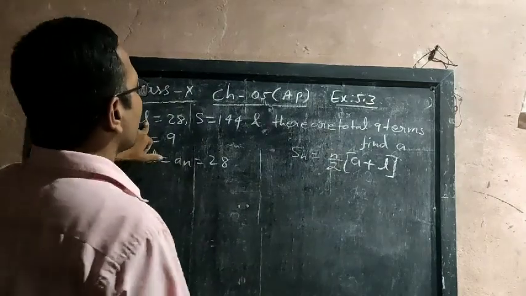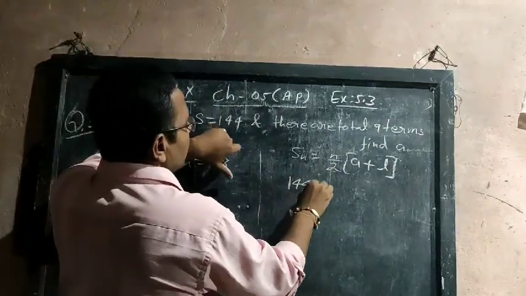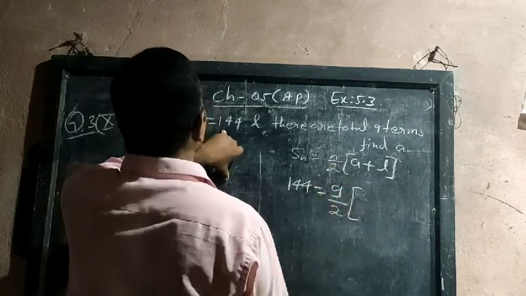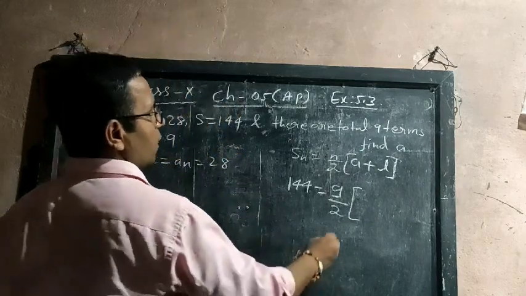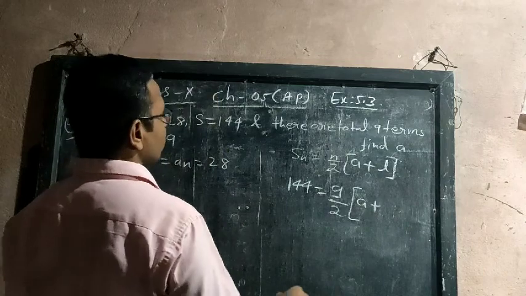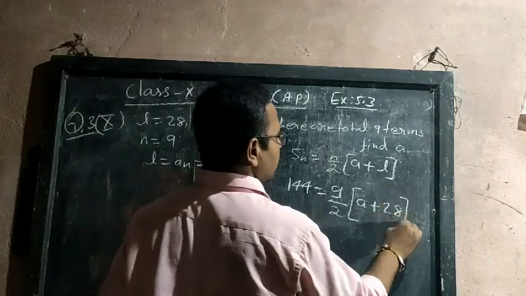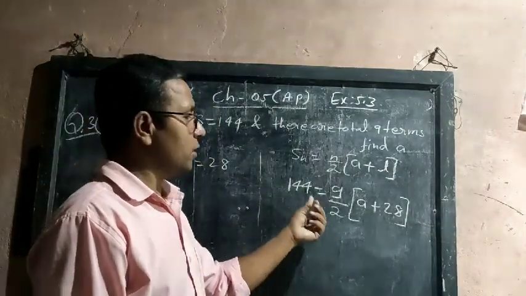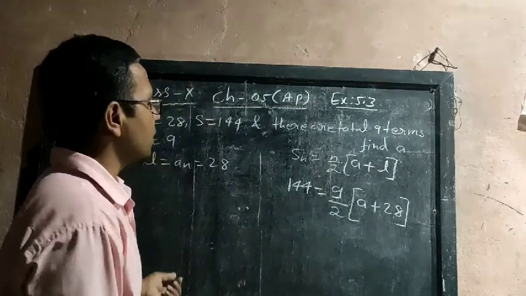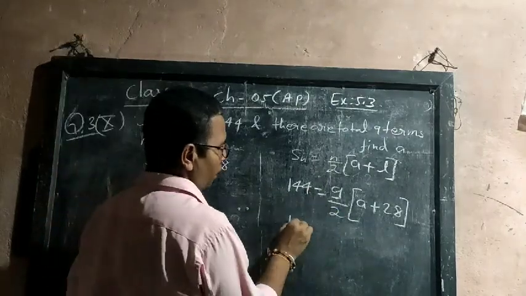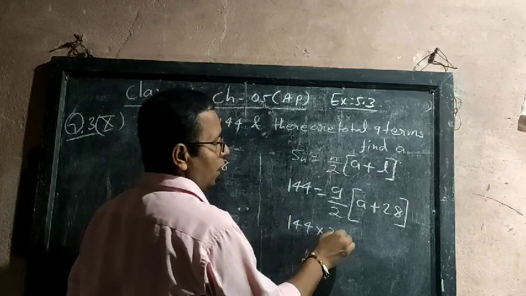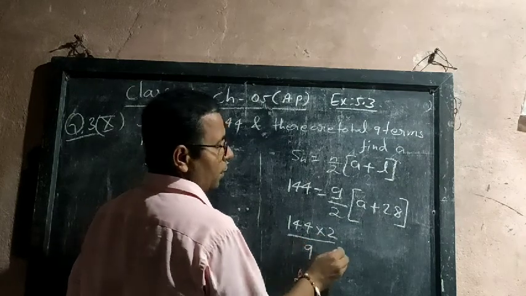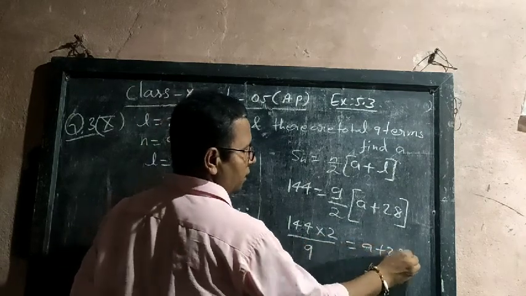So Sn is 144, n is 9 by 2, the A value we have to find out, and L is the last term 28. Now students, what do we have to do here? We have to do cross multiplication because it is in division. So 144 into 2, and this 9 is in multiplication, so it will go in division. 9 is equal to A plus 28. You will get this much.